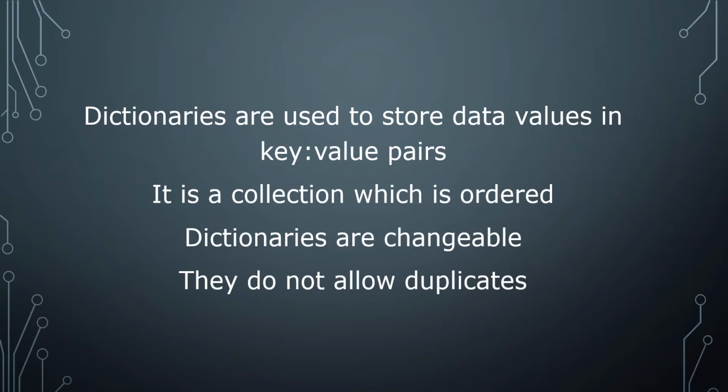Dictionaries are used to store data values in key, comma, value pairs. It is a collection which is ordered and changeable, but it does not allow duplicates. As we have said, lists allow duplicates in your program, but it is not the case for dictionaries.